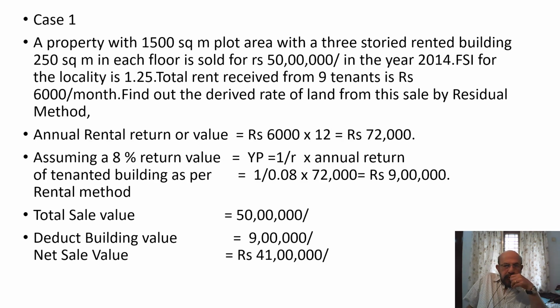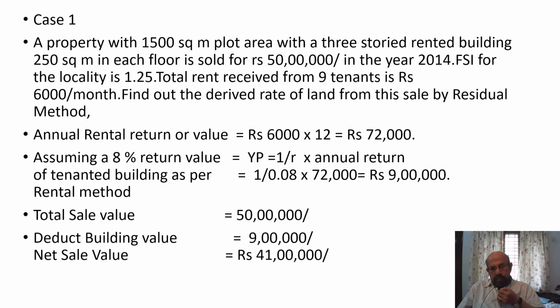Case 1. A property with 1500 square meter plot area with a 3-story rented building, 250 square meter in each floor, is sold for rupees 50 lakhs in the year 2014. FSI for the locality is 1.25. Total rent received from 9 tenants is rupees 6,000 per month. Find out the derived rate of land from the sale by residual method.